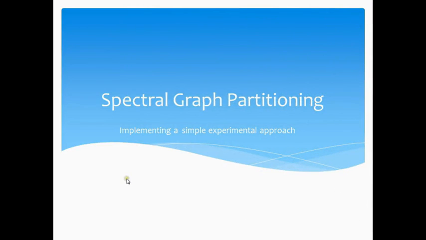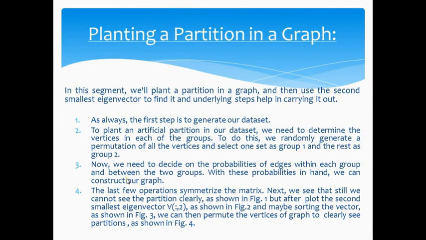Let's start with the very first subsection known as spectral graph partitioning, where we'll implement a simple experimental approach. We all know what a graph partitioning is, and here in this segment we will plant a partition in the graph and then use the second smallest eigenvector to find it. As always, the very first step is to generate our data set. In my program, I have used a large number of vertices, almost n equal to 1000 vertices.